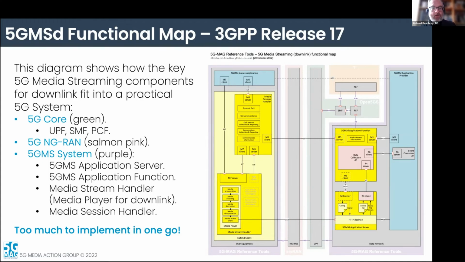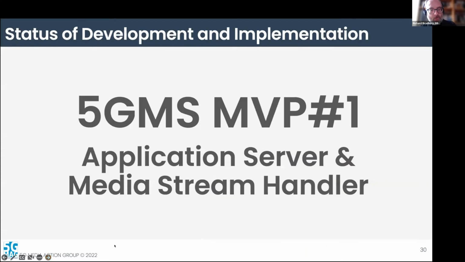So there we go. It's a lot to implement, and we realized that it's far too much to implement in one go. And so we decided to divide it down into smaller, bite-sized chunks. And so the first thing we developed was a minimum viable product, which we called MVP1, which only included the application server and the media stream handler. And that's essentially a CDN edge node and a media player. So that's not very exciting, but you've got to start somewhere.